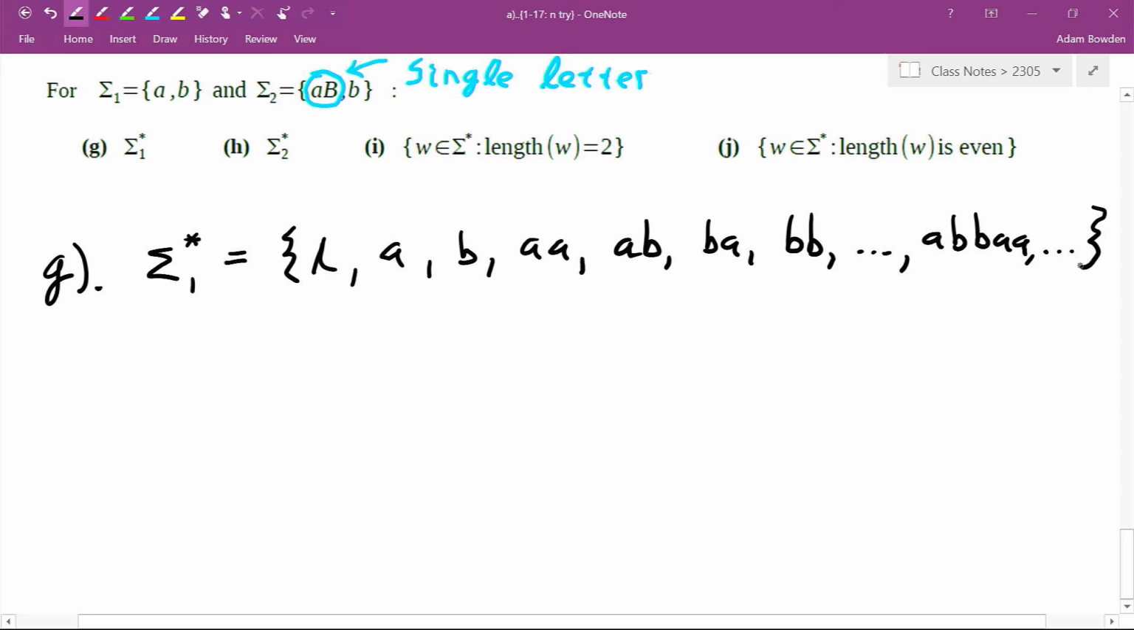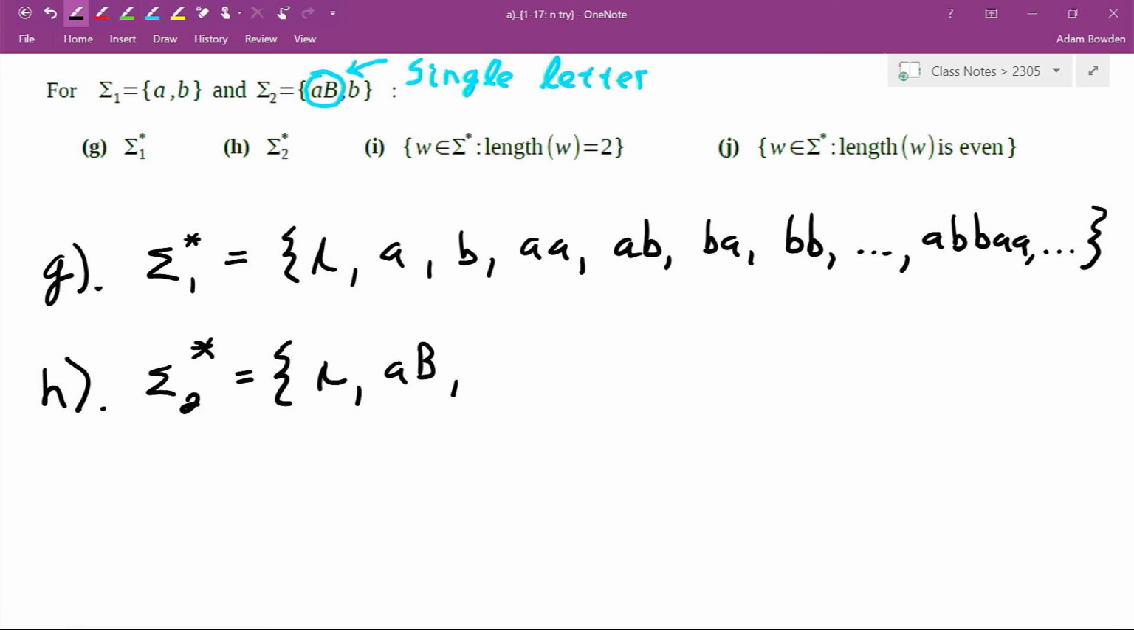So there are infinitely many combinations we can put together of our two-letter alphabet A and B to create different words. But sigma 1 star, I should say, will contain all the different words that can be constructed from the alphabet of A and B. On the other hand, if we look at sigma 2 star, words that can be constructed from the alphabet of sigma 2, well, lambda will be automatically included, and then single letter words would be A capital B. That is just a single letter word, but that's by definition of our alphabet.